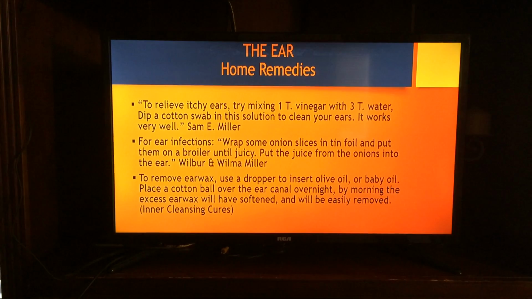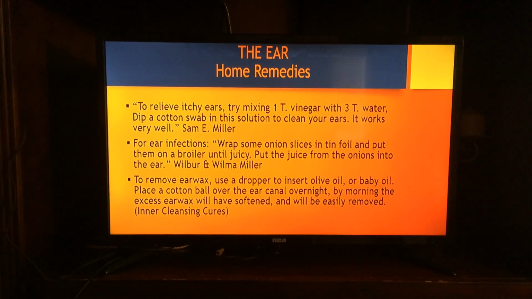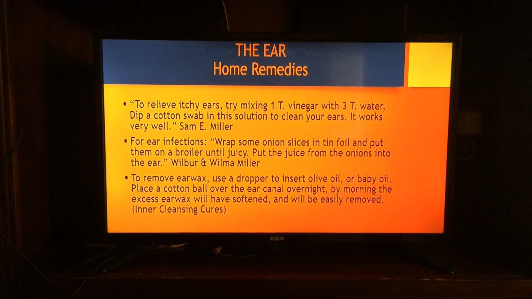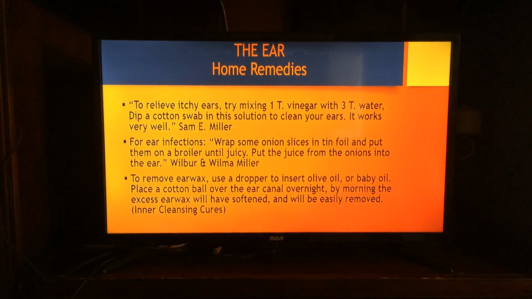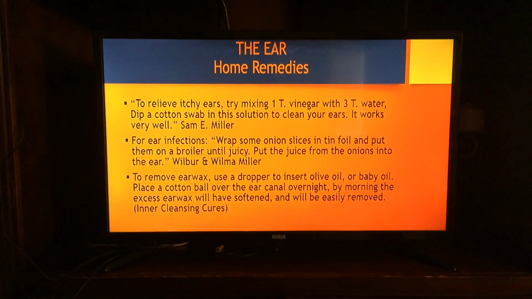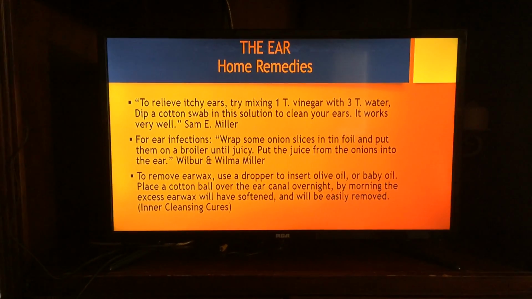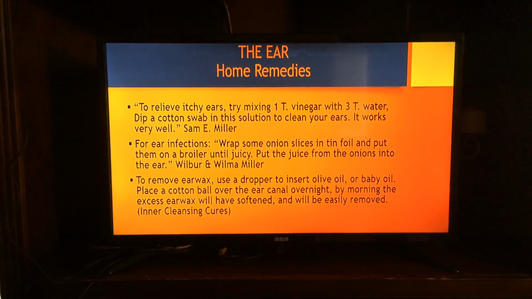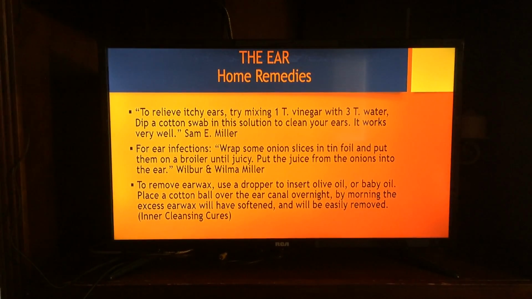For ear infections, wrap some onion slices in foil and put them on a broiler until juicy. Put the juice from the onions into the ear. To remove earwax, use a dropper to insert olive oil or baby oil and place a cotton ball over the ear canal overnight. By morning, the excess earwax will have softened and will be easily removed.